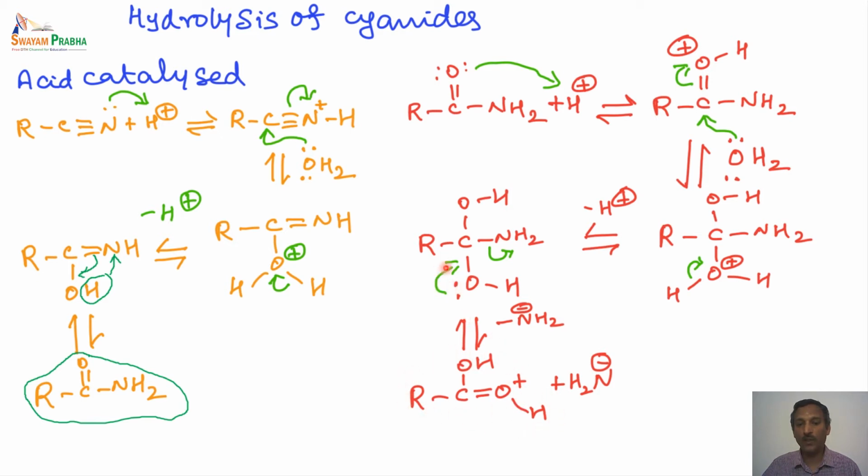Since the lone pair of electrons had shifted from the oxygen, this becomes a positive charge. So we already know this cannot remain for longer. So the NH2 negative charged anion pulls this proton from this oxygen, so that the bonded electrons are shifted to the oxygen, so that we end up with the corresponding carboxylic acid, and ammonia gas is also produced. So this way the cyanide hydrolysis produces carboxylic acid and ammonia. So this is the acid catalyzed hydrolysis of cyanide.